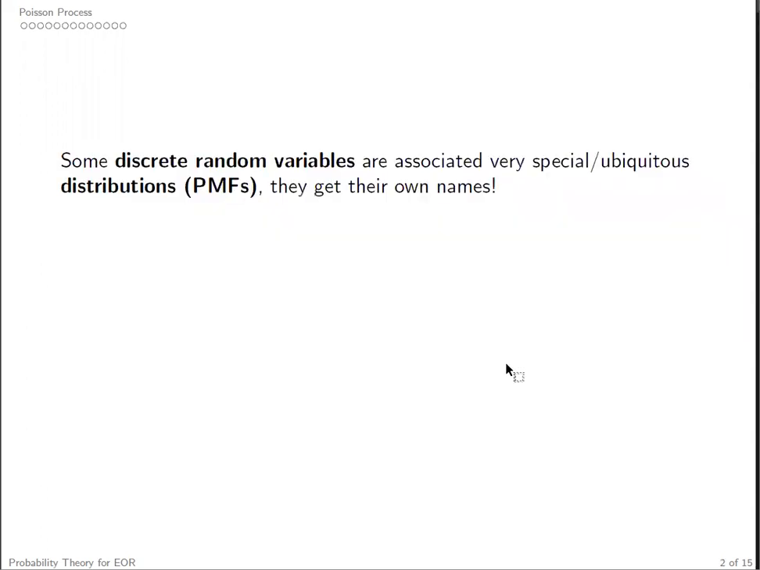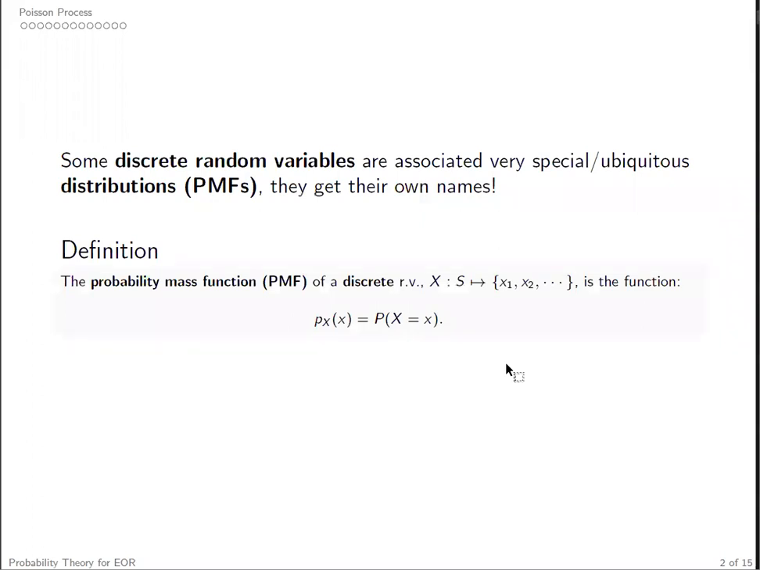We know some discrete random variables have very special distributions, and they have their own names. To learn about the distribution, for a discrete random variable we only need to specify the probability mass function, which is the probability of the event X equal to x, for arbitrary x from the support of the discrete random variable, right? All the possible values that could be taken by this random variable.